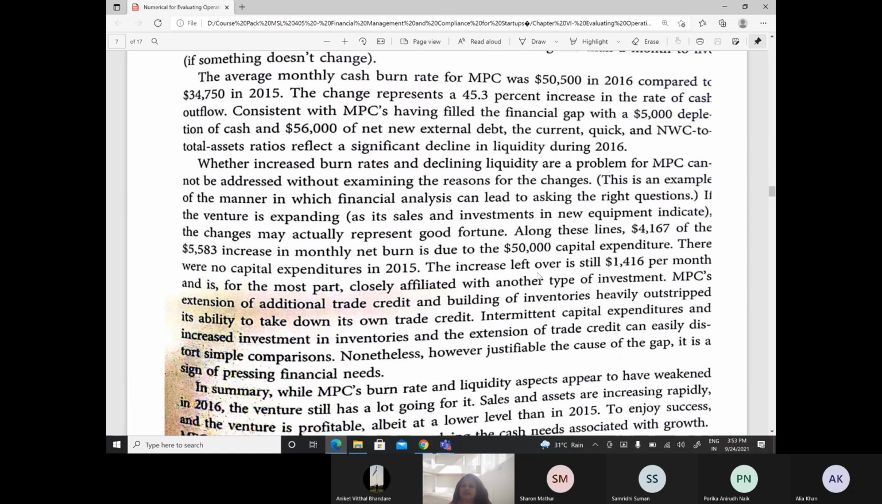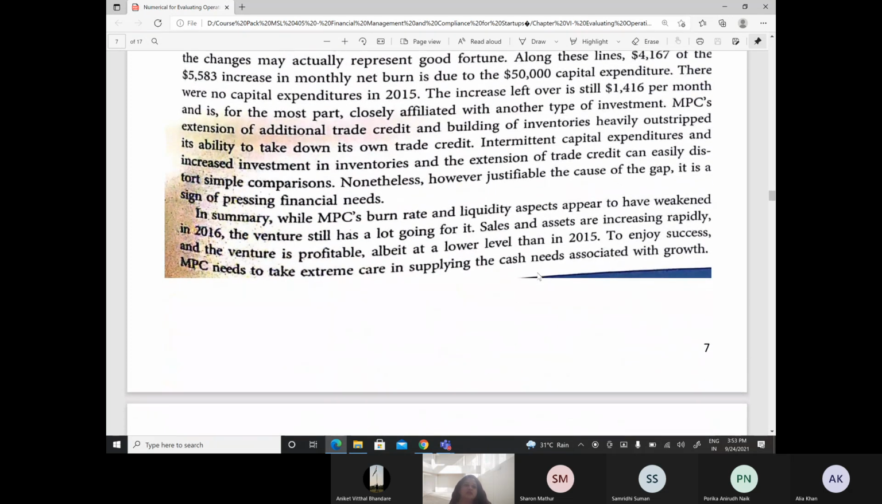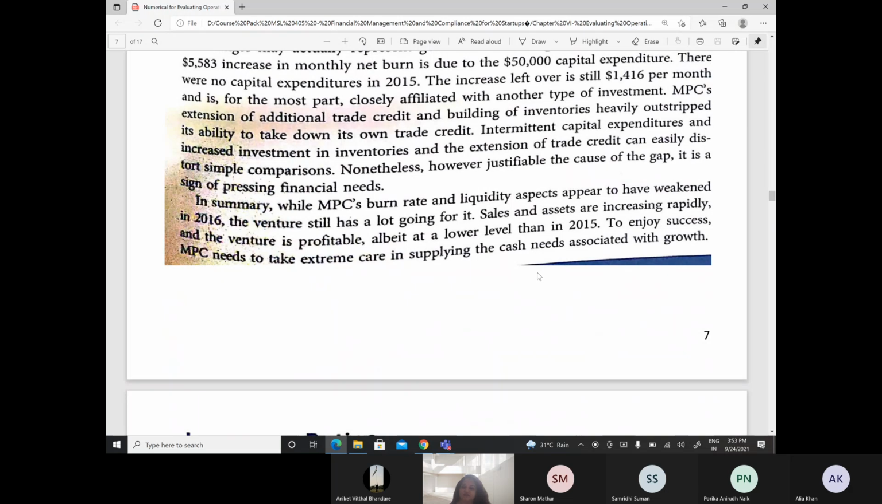Whether increased burn rates and declining liquidity are a problem for MPC cannot be addressed without examining the reasons for the changes. This is an example of the manner in which financial analysis can lead to asking the right questions. If the venture is expanding, as its sales and investments in new equipment indicate, the changes may actually represent good fortune. Along these lines, $4,167 of the $5,583 increase in monthly net burn is due to the $50,000 capital expenditure. There were no capital expenditures in 2015.